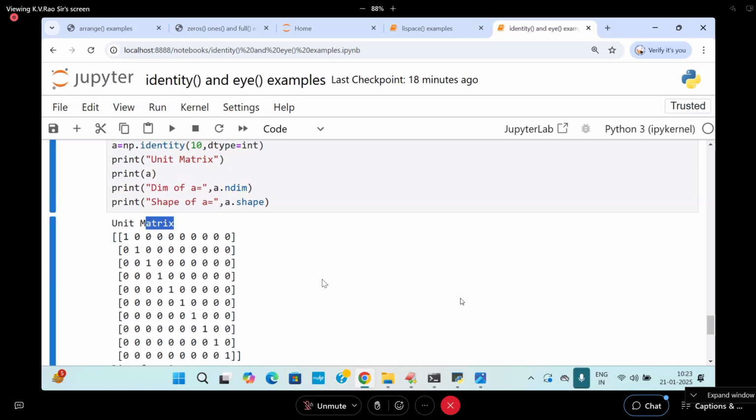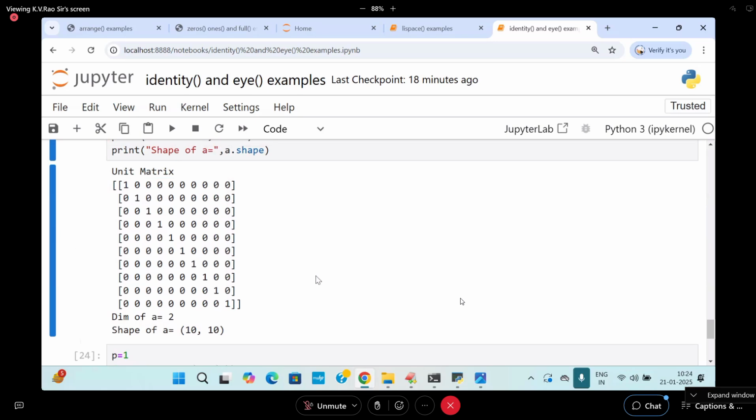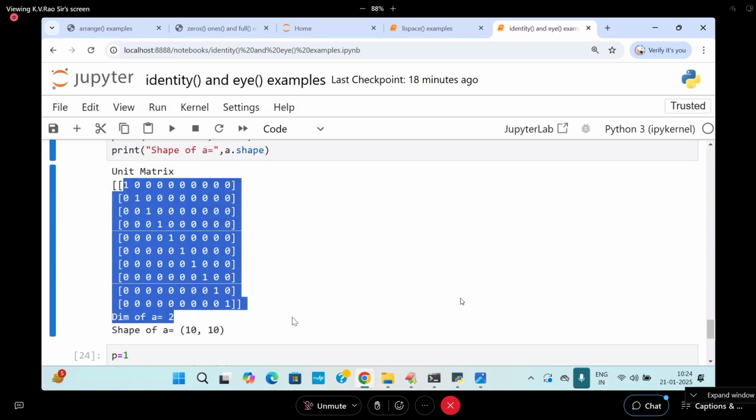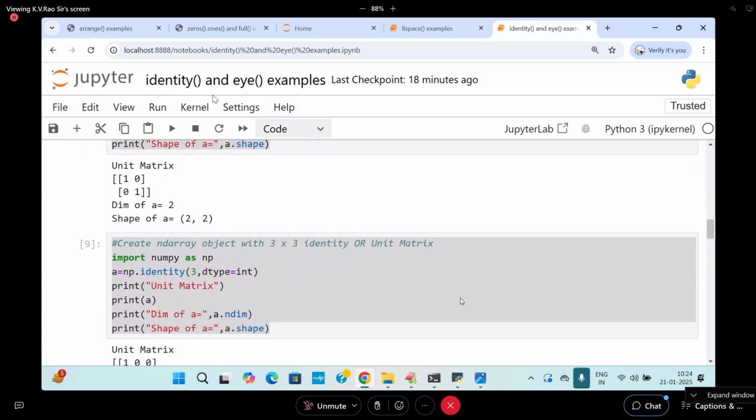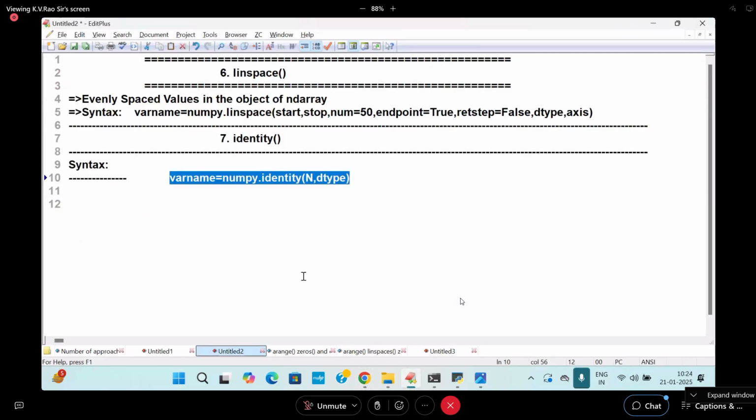Online students, is it clear for all of you? Is this example clear for all of you? Identity function. Now I will move further. What function is it? Identity function. What is the use of identity function?